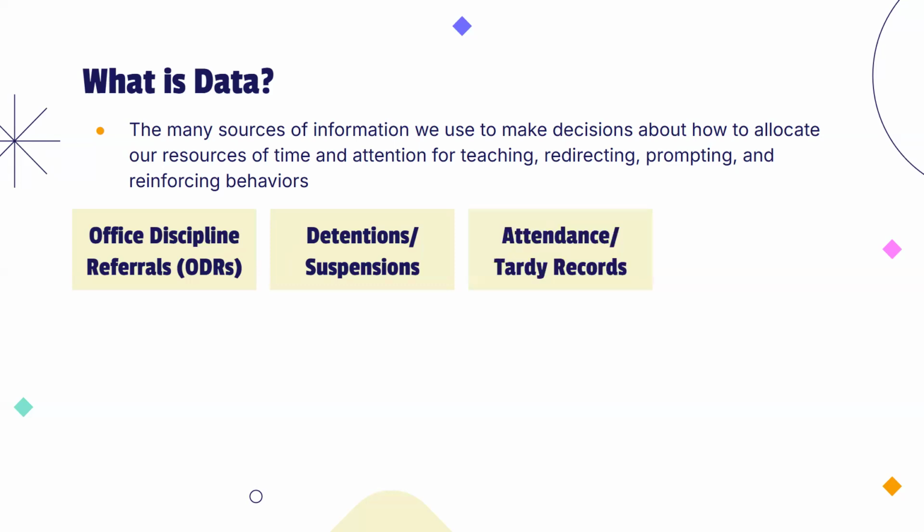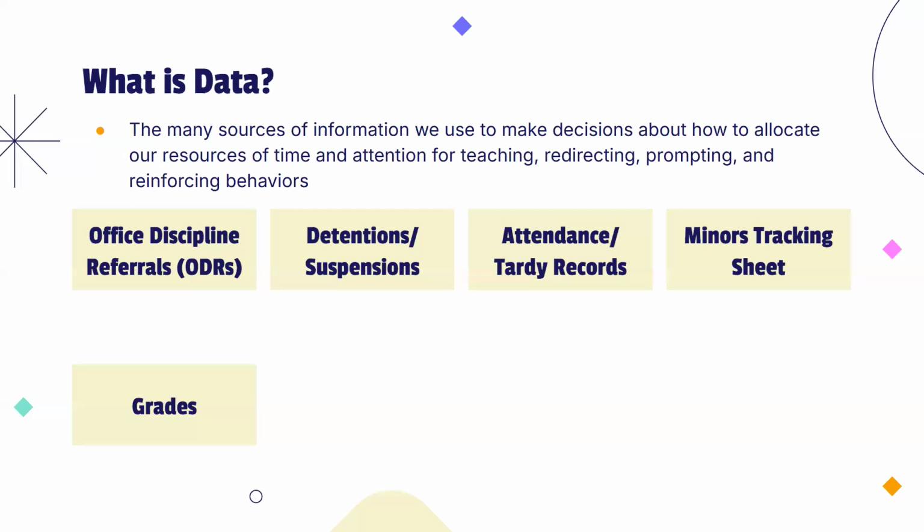The next would be attendance and tardy records. How many times is that student missing school? How many times are they coming in late? Is there a pattern behind those tardies? And how is it making an impact in their academics? The next is minors tracking sheet. We typically use office discipline referrals to track those major behaviors, but how are we going to track those minor disruptive behaviors that are oftentimes teacher-managed behaviors in our classrooms?